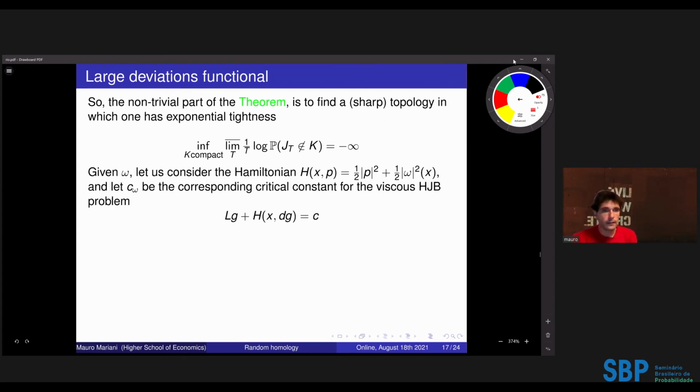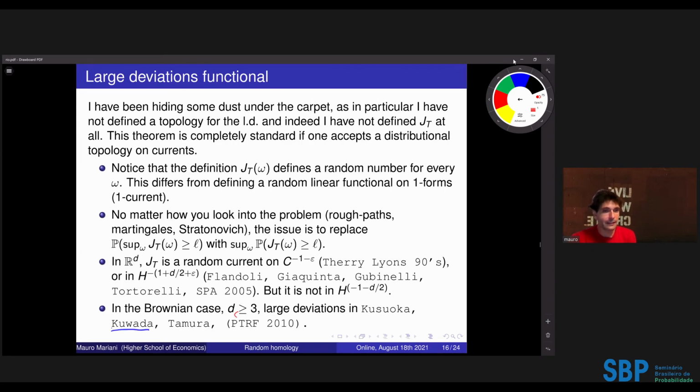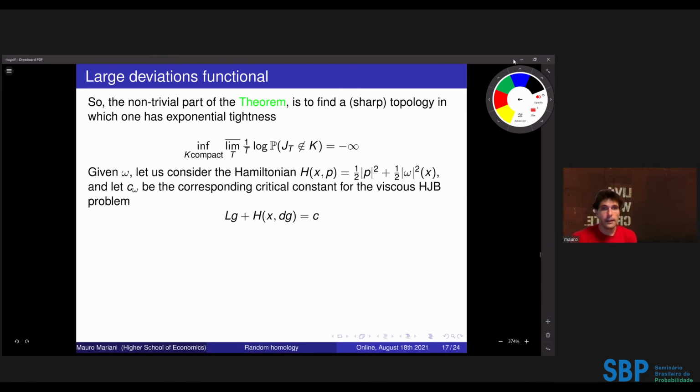So here is our answer. This topology must be weaker than H^{-d/2+ε}, because otherwise you don't even exist, so certainly you cannot be tight or exponentially tight. I'm discussing this because I think the answer is more interesting than the question in some sense. So given omega, consider this Hamiltonian, which is just the mechanical Hamiltonian on the manifold with potential omega squared. Then there exists a unique constant, C omega, for which you have solutions to the Hamilton-Jacobi-Bellman equation, LG, where L, remember, was the generator, plus H(x, dG) equal to C.